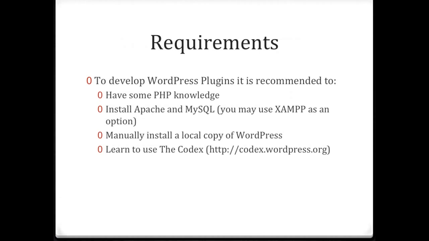The other thing that you will need is to learn how to use the Codex. The Codex is basically this website, codex.wordpress.org, and it is a reference to WordPress functions and features, and a reference to the API. So you will find in the Codex everything you need to know on how to develop a plugin correctly in WordPress. Those are the basics.